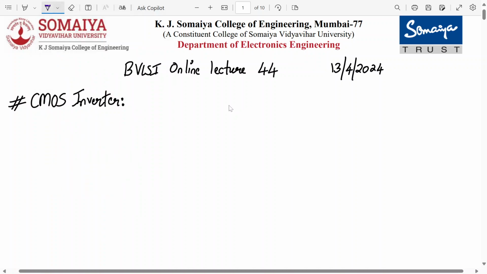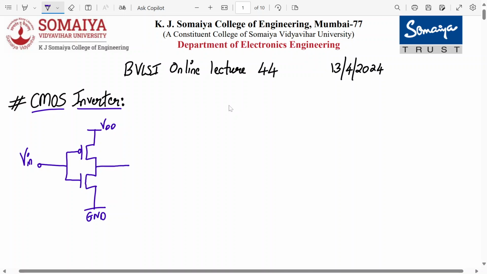In the CMOS inverter, first we have seen its circuit diagram, the structure of it. It consists of a PMOS load and an NMOS driver with both gate terminals connected together, and this is applied to the input. Here we have the supply voltage VDD, and here we have the ground, and here is my output measured with respect to ground. So this is my CMOS inverter circuit.